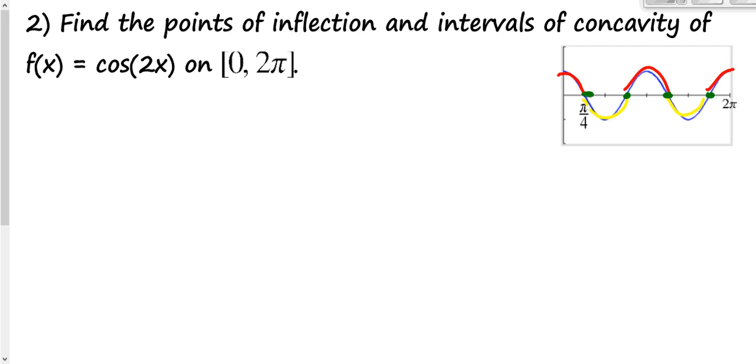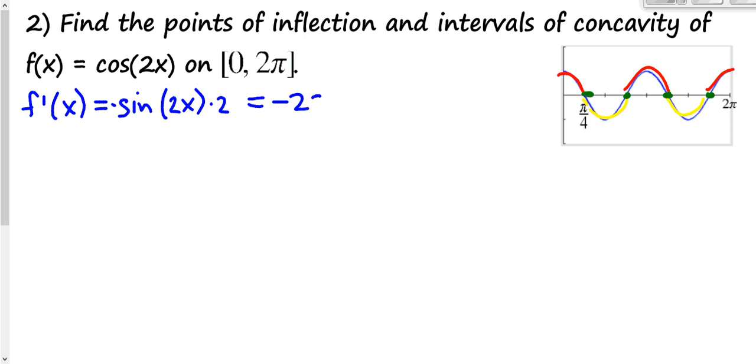So we need the second derivative, so let's find the first derivative. The derivative of cosine of 2x, we need to use the chain rule. The derivative of cosine is negative sine, oops, almost forgot my negative, so negative sine of 2x times the derivative of 2x, which would be 2. So let's write this as negative 2 sine of 2x.